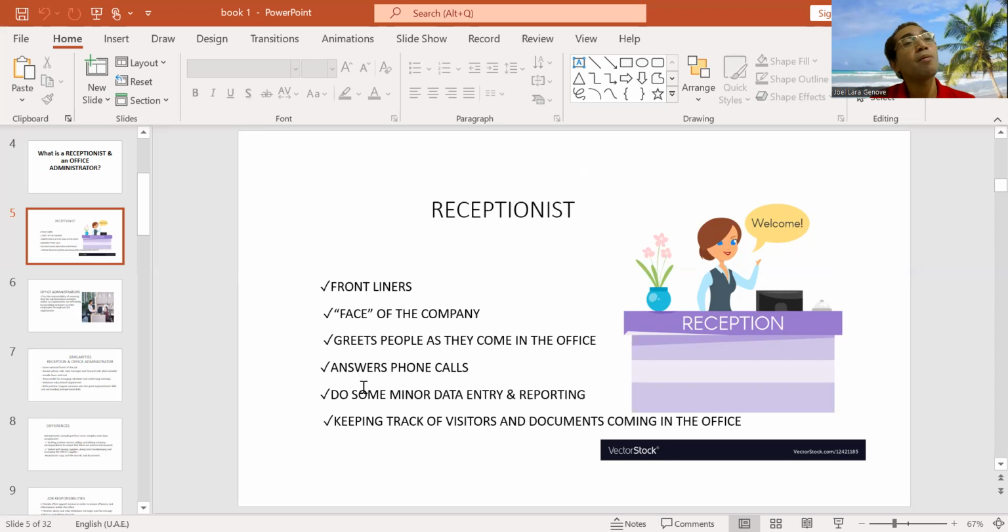So this could be your task. You should dress properly if you don't have a uniform. In the hotels, they would have uniform. In offices, some of the offices would require you to wear a uniform, right? So you personally should know how to dress properly. You should always somehow look presentable.